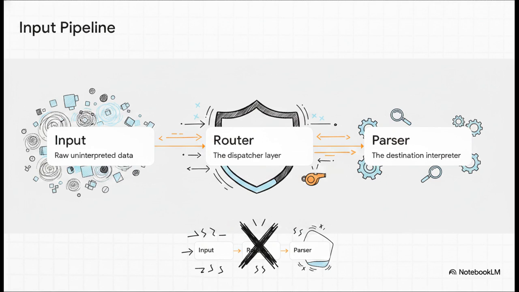The router sits right smack in the middle as the traffic cop. If you yank the router out of the equation, the whole system just collapses, because the raw data has absolutely no clue which program is supposed to read it.